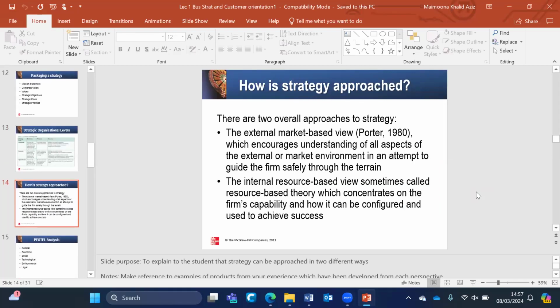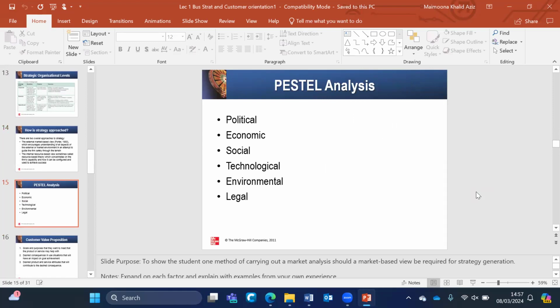So there are two approaches to strategy. There's an external market-based view, and then there is an internal resource-based view. In addition to that, we're going to talk about the PESTLE analysis. This is something that you guys have studied in marketing before. Here we analyze the macro environment of a business. We talk about the political aspects that impact the business, the economic, the social, the technological, environmental, and legal aspects, all that are impacting the business that we are talking about.